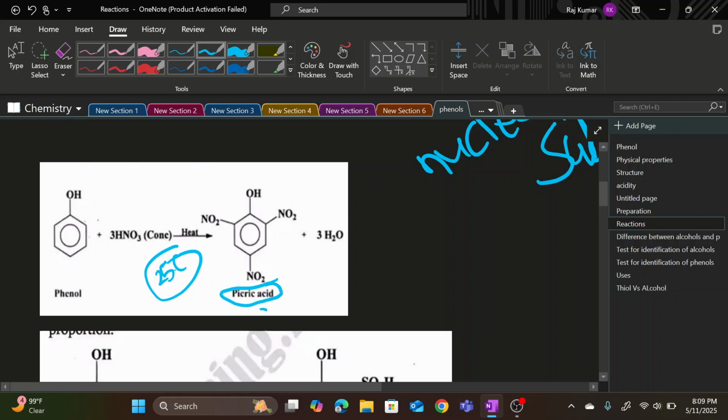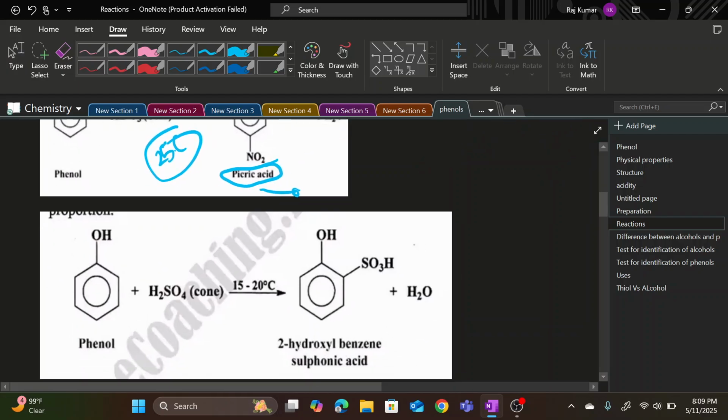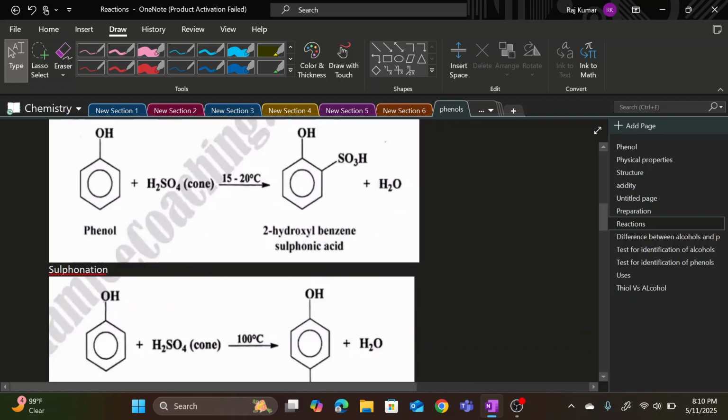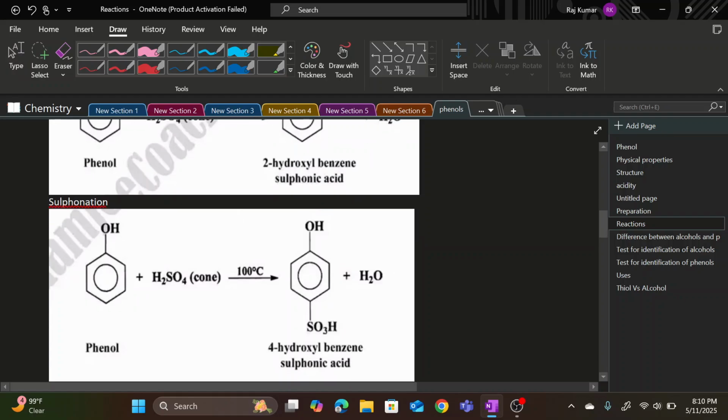This picric acid is very explosive. It is used in creating bombs and explosions. Because of this, whenever we store picric acid, we first create a layer of water in the bottle, and then we put the picric acid in it so that there is no blast. And then we have the sulfonation reaction. For sulfonation, we use a sulfonating agent, concentrated H2SO4. When concentrated H2SO4 reacts with phenol, it will produce hydroxybenzene sulfonic acid.